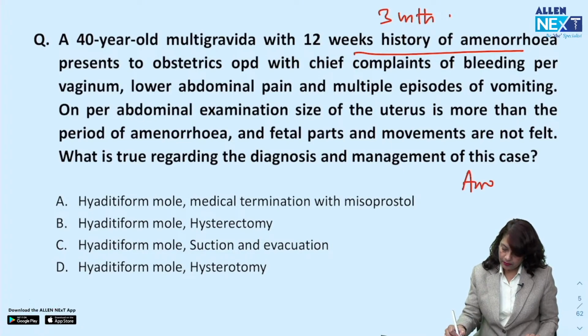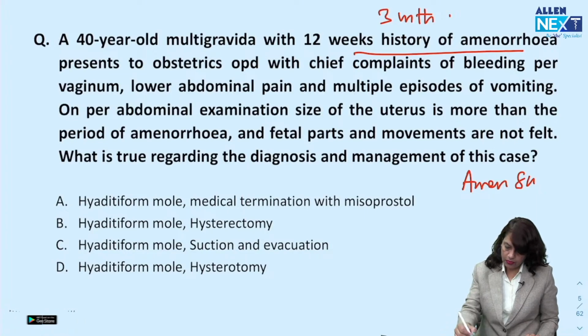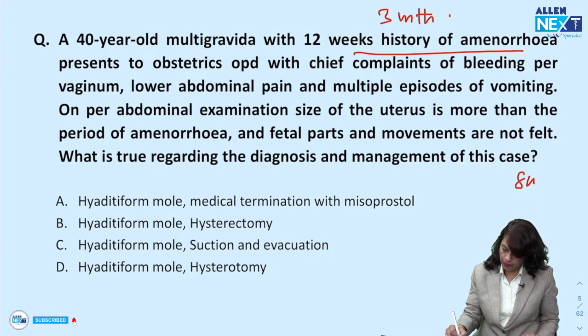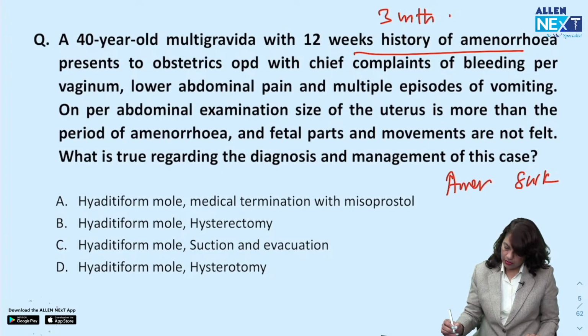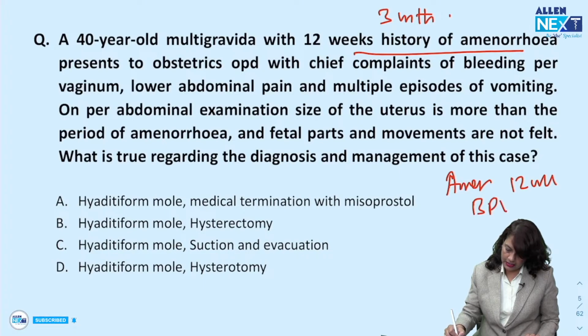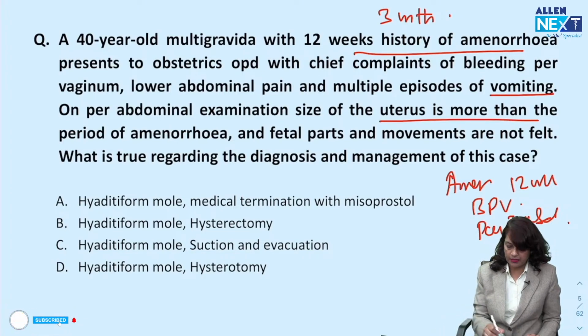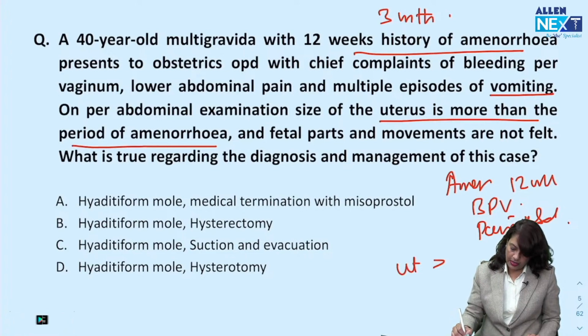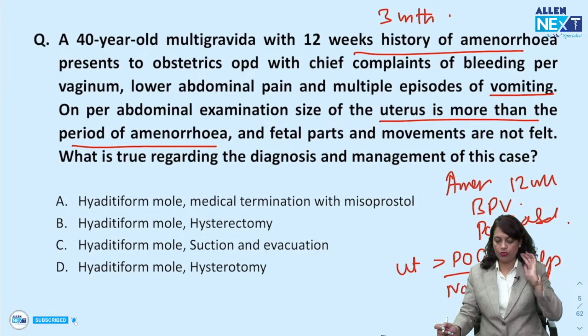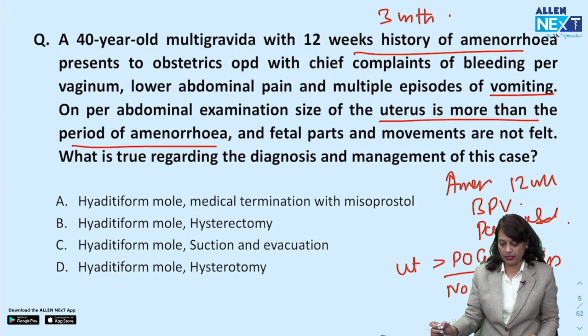So she has amenorrhea of 12 weeks. She has bleeding per vaginum. She has pain abdomen, and there are multiple episodes of bleeding. On examination, uterus is more than the period of gestation. Fundal height is more than the period of gestation, and no fetal parts are palpable. So which of the following is true regarding the diagnosis and the management?